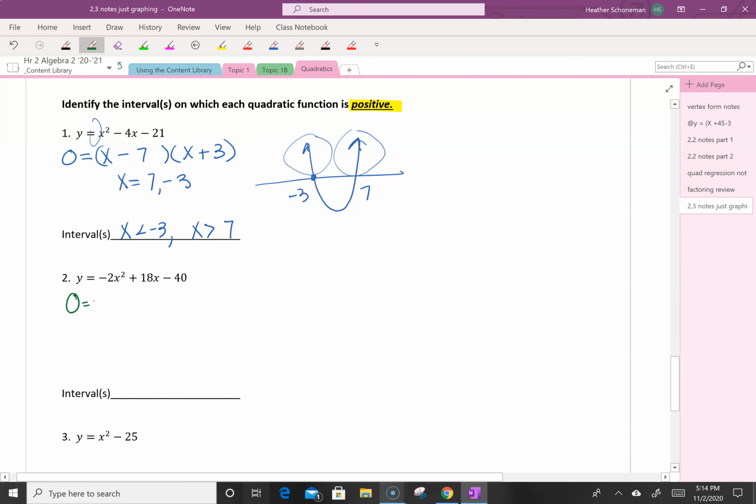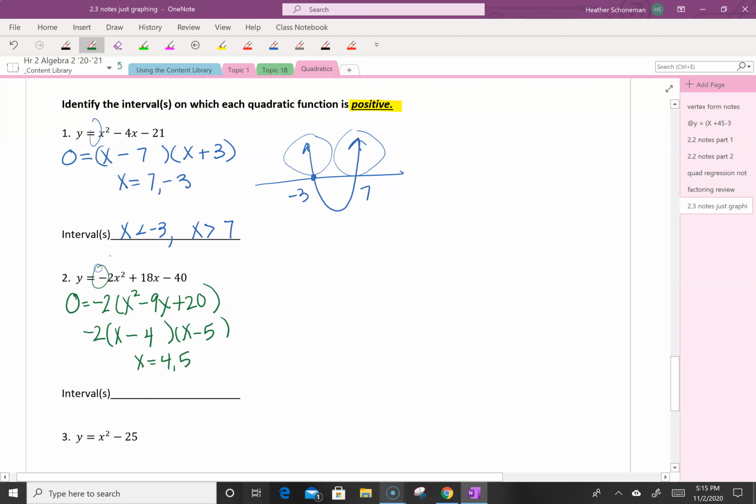Okay, let's see what happens over here. Plug in 0. I cannot factor this with the leading coefficient negative, but this time there's more than a negative 1 I can take out. I can actually take out negative 2. So when I do that, I just get x squared, but 18 divided by negative 2 is negative 9x. Negative 40 divided by negative 2 is positive 20. Now I need two numbers that multiply to positive 20 and add to negative 9, which would be negative 4 and negative 5. So when I solve, I get x equals 4 and 5.